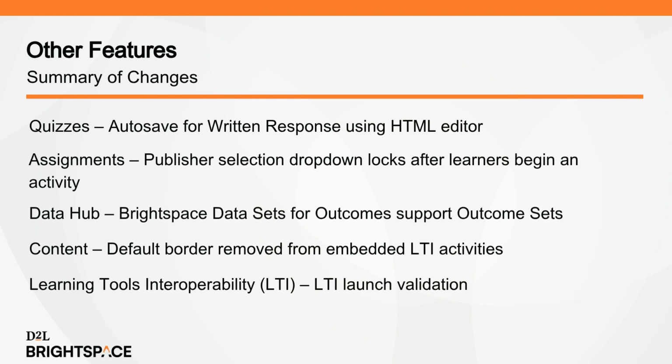After learner submissions begin, instructors can no longer change the publisher's setting when creating an assignment, helping keep evaluation and publishing workflows consistent and reducing conflicts. When reporting on outcome sets with Brightspace datasets, administrators can now access new scaled and achievement threshold columns, helping keep reporting accurate and aligned with outcome set achievement scale and threshold configurations.